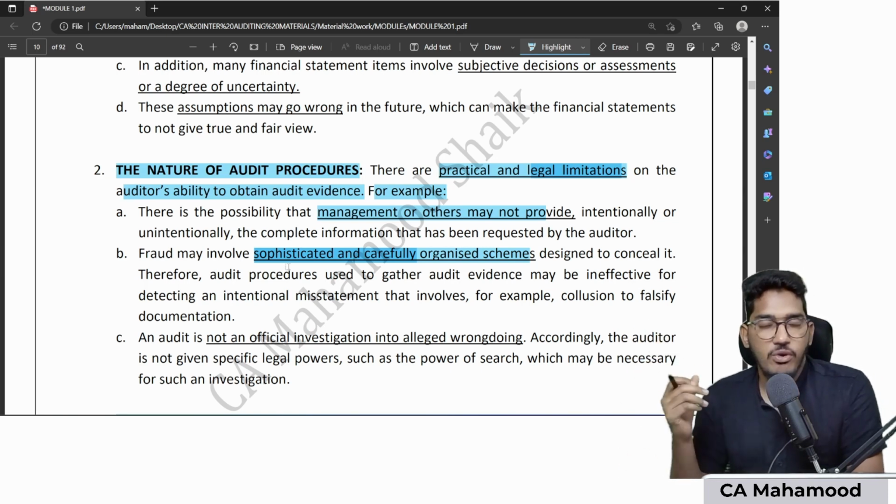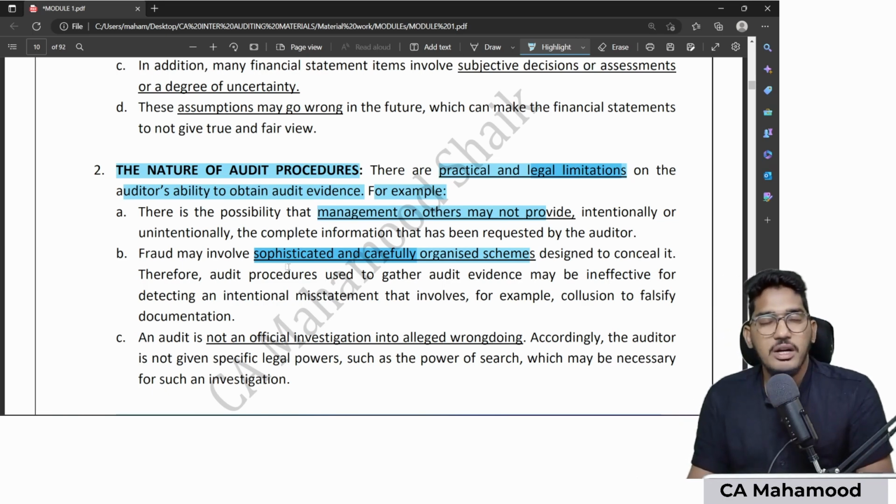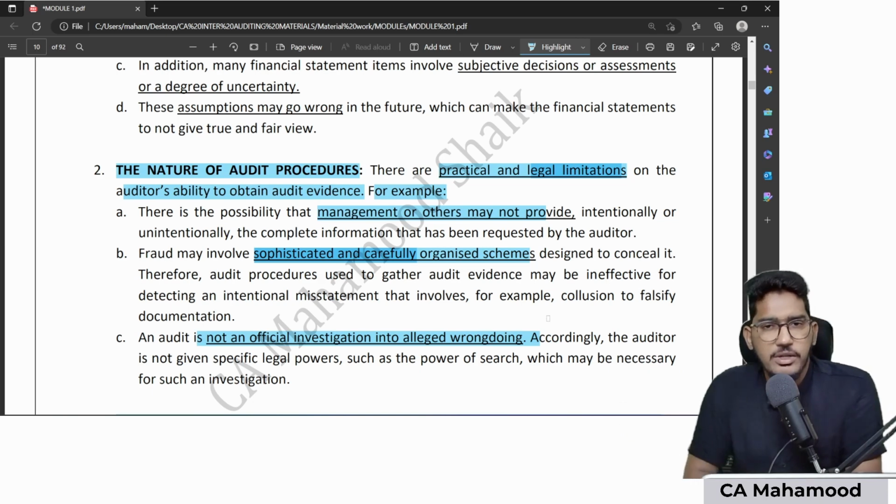So like this, sometimes frauds will be carried out in a very sophisticated and carefully organized manner. No matter how effectively you perform audit procedures, you might not be able to identify those kinds of carefully organized scams and frauds. And then finally, audit is not like an official investigation. You might have heard about official investigations, like an income tax raid, where government officers come with a lot of supreme powers. They will come and break somebody's wall, break somebody's premises to find out the black money. Do you think the auditor also will have all those powers?